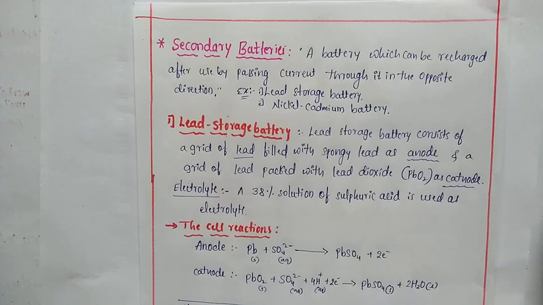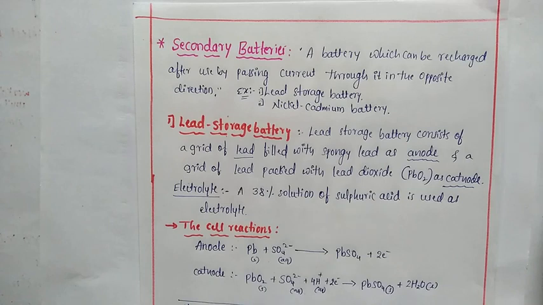Students, in this class we are going to start the next concept in electrochemistry, that is secondary batteries. In the previous class we discussed primary batteries. A primary battery means a battery which can be used only once and cannot be recharged. Secondary batteries are rechargeable batteries. We can recharge them after use.